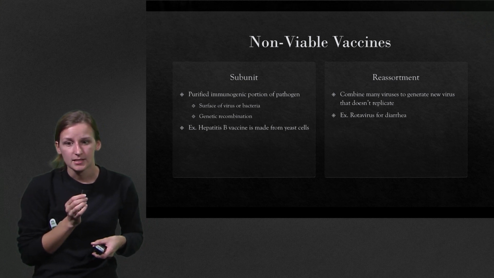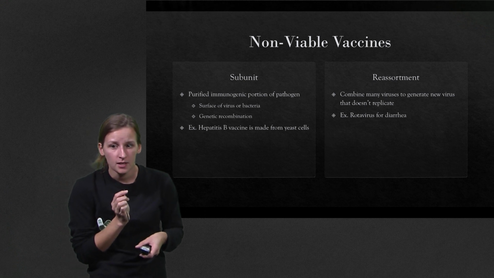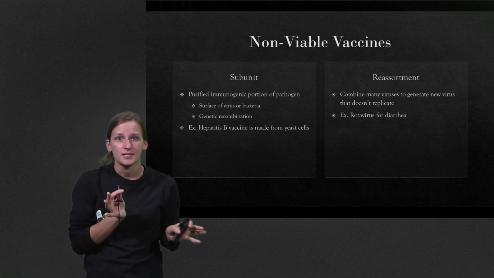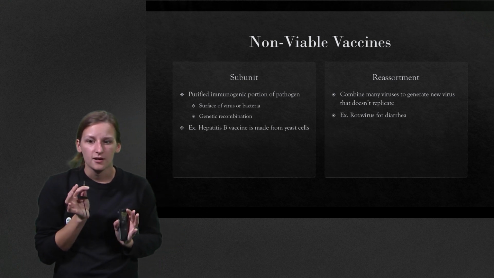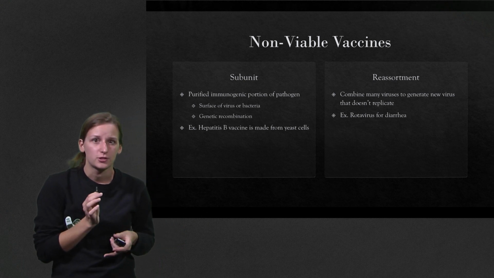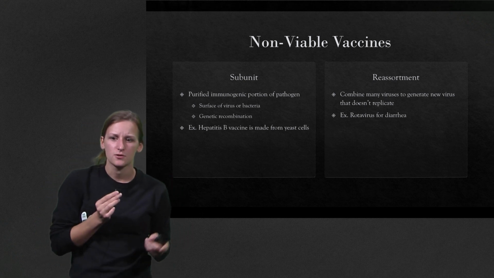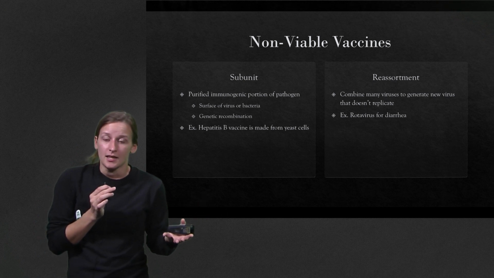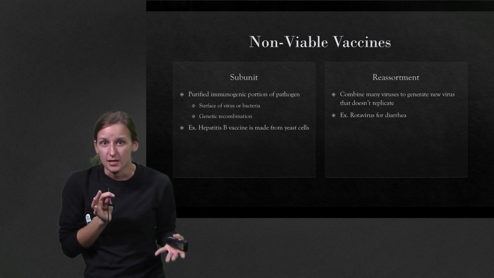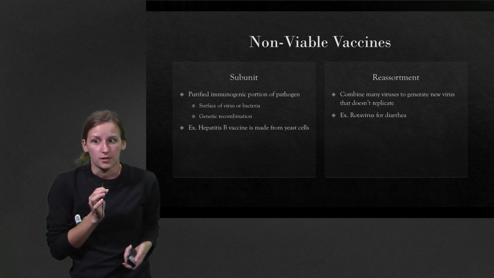Reassortment, this is where you take a bunch of different viruses and generate a new virus that doesn't replicate. In other words, it can't cause any sort of infection. Rotavirus for diarrhea is an example. Children will ubiquitously be susceptible to rotavirus, so this vaccine helps them not get that, because diarrhea can be bad for a baby. They can get dehydrated and it can be really fatal if you don't treat it properly.